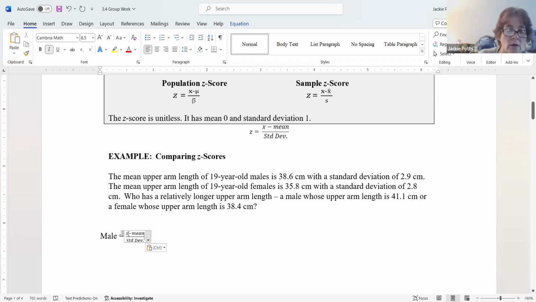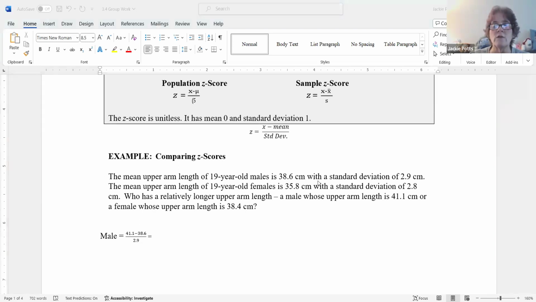So let's look at this male mean and all this. So the male was 41.1. And they told us that the mean for the male was 38.6 and has a standard deviation of 2.9. So bring out the handy dandy calculator on the computer.